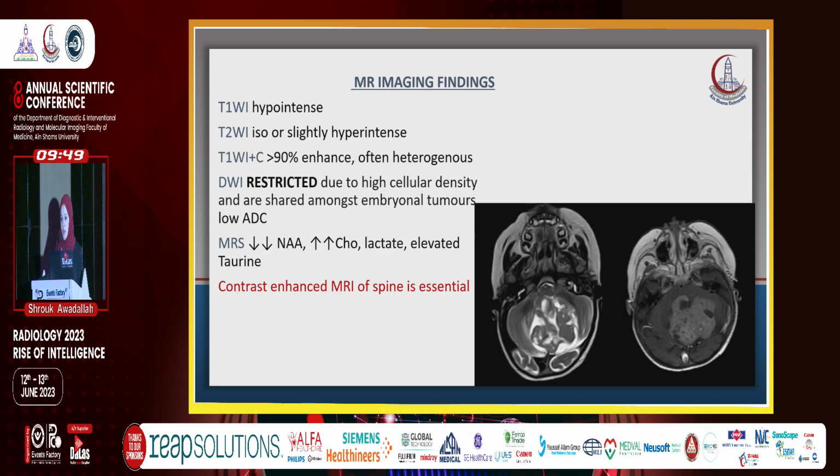On diffusion weighted images, medulloblastomas showed restricted diffusion with low ADC value due to the high cellular packing of the lesion. On MRS, it showed low NAA, high choline, high lactate, and elevated taurine. And we should do contrast enhancement of the spine to look for drop metastasis.